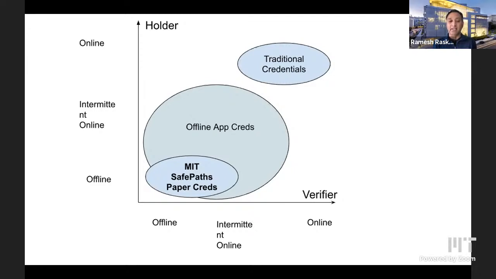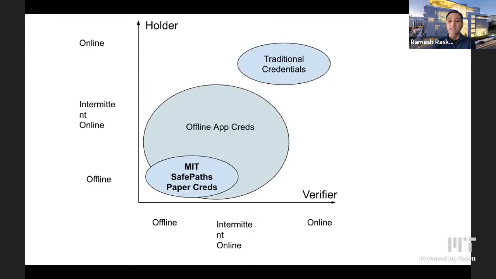And the analog cards that MIT and PathCheck and IDEO showed in the first half of the presentation today are at the bottom left. It's like offline, offline. Everybody can be offline. The user just has a paper credential, and the verifier doesn't have to be online. They can verify it with an app that doesn't need to be connected to the internet at that moment, and they can still validate it on the go. And then the bigger bubble is the offline app credentials, which still use the offline credentials that Anna talked about, and can have intermittent access.